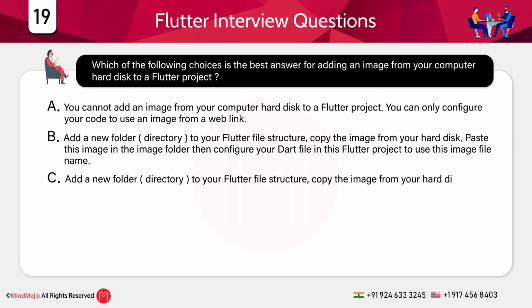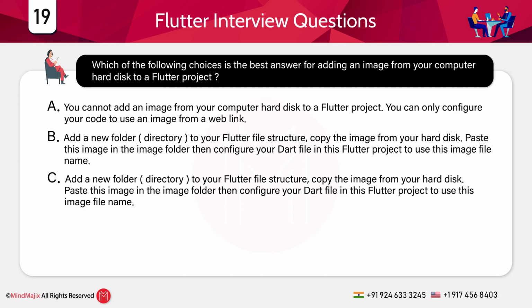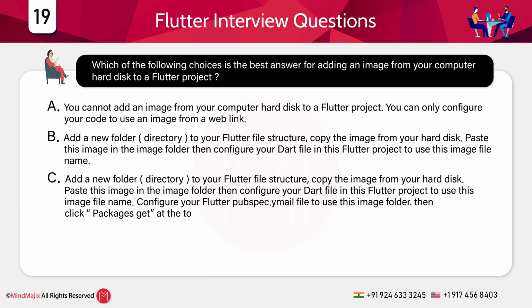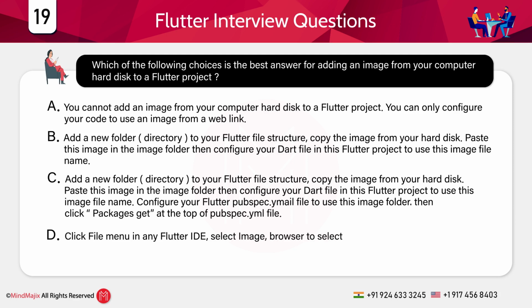Copy the image from your hard disk. Paste this image in the image folder. Configure your Dart file in this Flutter project to use this image file name. Configure your project pubspec.yaml file to use this image folder. Then click packages get at the top of the pubspec.yaml file. And the last option is: click the file menu in any Flutter IDE, select insert, select image, browse to select the image, click save 3 times, and then restart your IDE.